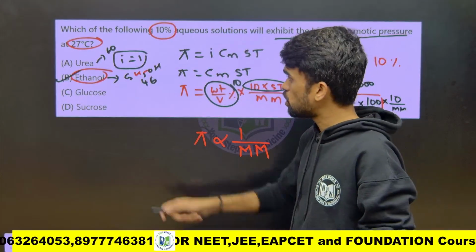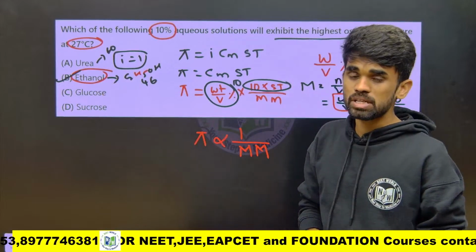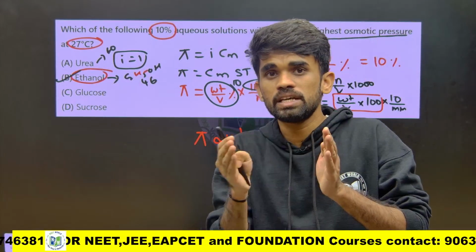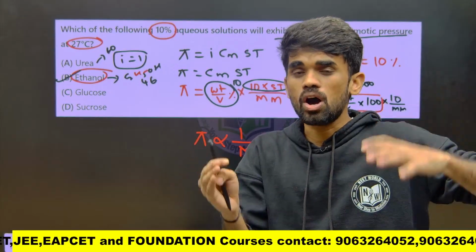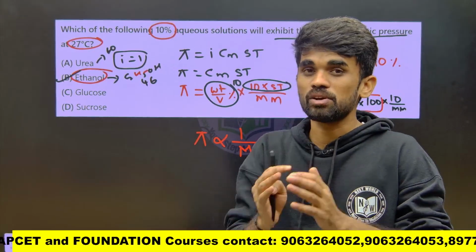Now I am asking you to arrange this A, B, C, D in order, from highest to lowest osmotic pressure, in the comment box. I will be verifying your answer in the comment box.